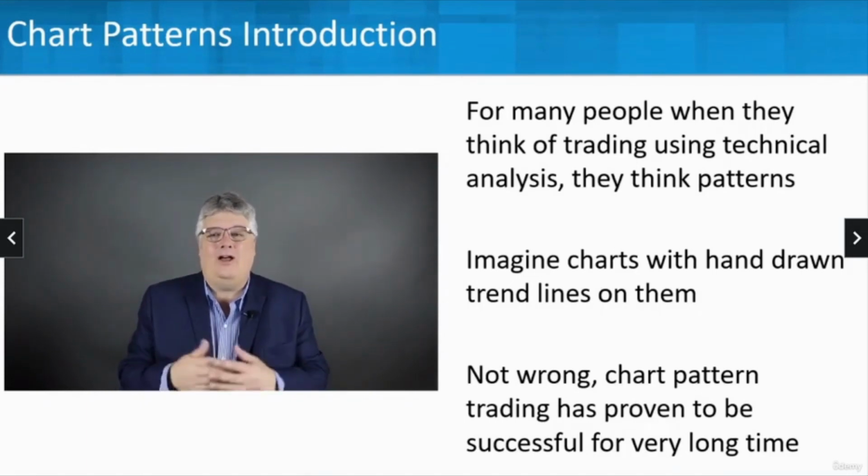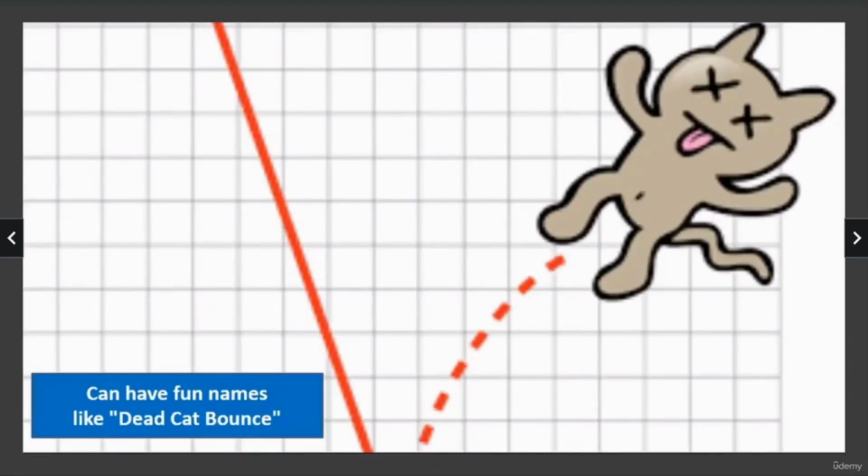And they also have really fun, cool names sometimes. Like the dead cat bounce, right? Who wouldn't want to trade based on something that's called a dead cat bounce? Or maybe you wouldn't like to trade on that because you like cats. I don't know. I like cats. I used to have cats.